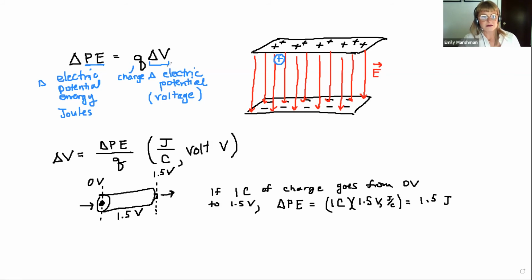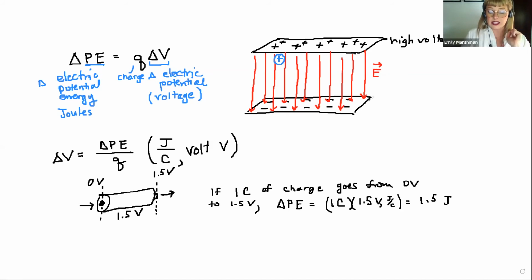So that's what I mean by the difference between electric potential energy and electric potential. Electric potential is voltage, and it's a little bit more generic. When I am near a positively charged plate, I'm at high voltage, because if I place a positive charge here, it has a lot of potential energy. So therefore, it has a high voltage.